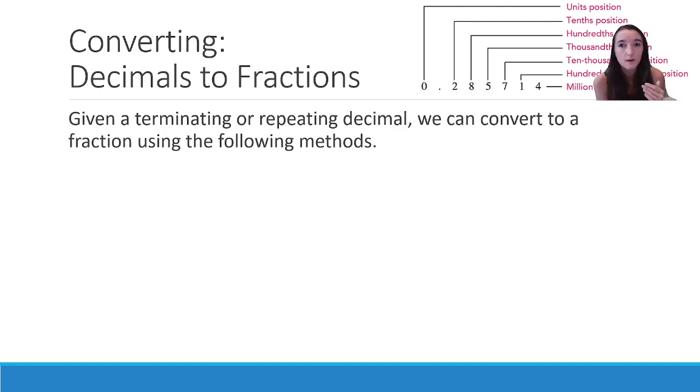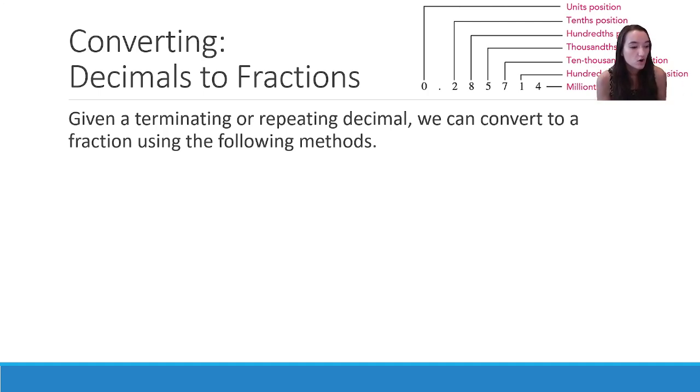But converting decimals to fractions is a little bit trickier. Behind me you'll see I have noted the position names of some parts of a decimal. The units position is where the whole number goes, the ones place. Then we've got the tenths, the hundredths, the thousandths, the ten-thousandths, the hundred-thousandths, the millionths. The THs denote that we're on the right side of the decimal. But it's the same place value stuff that we've talked about before.